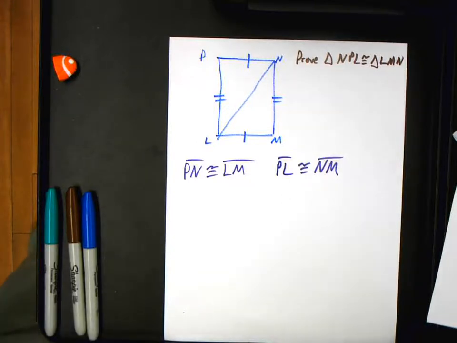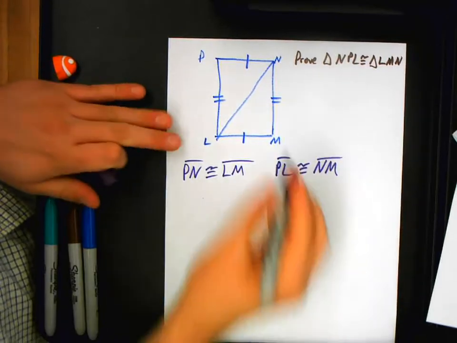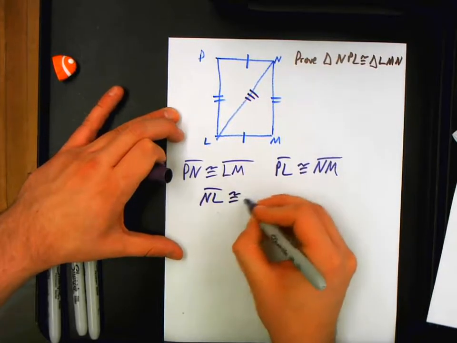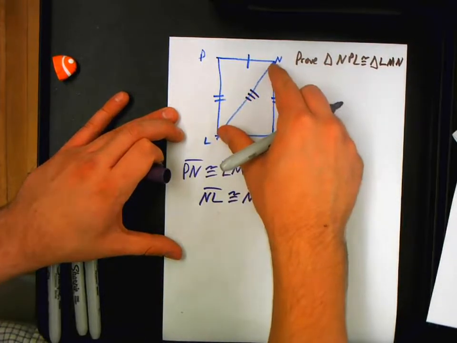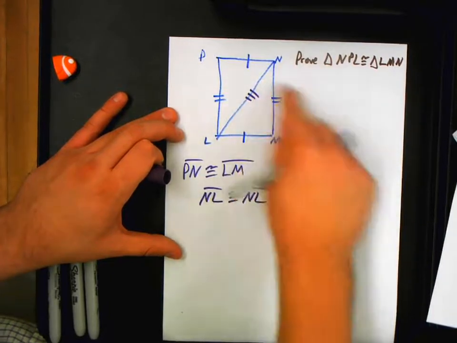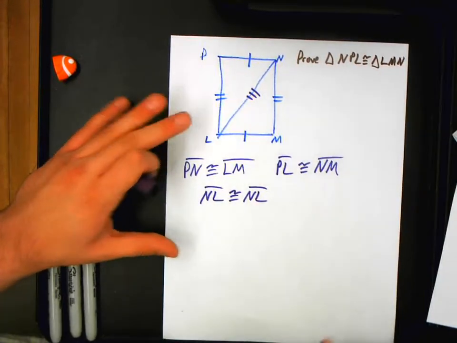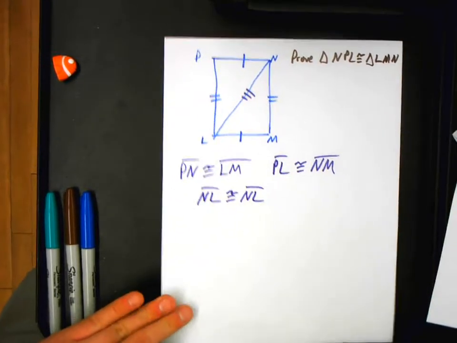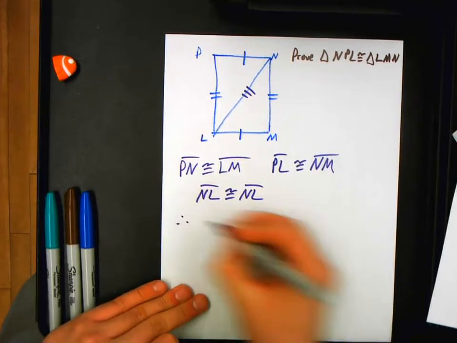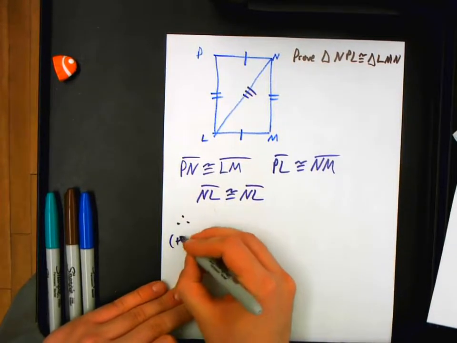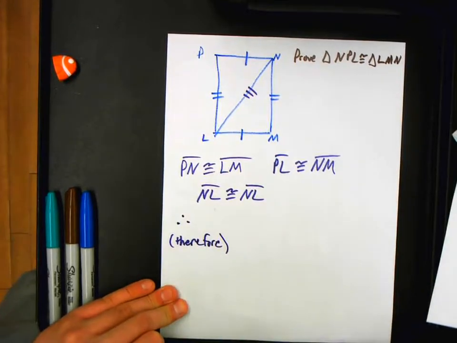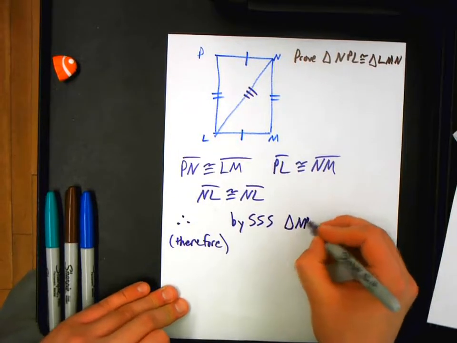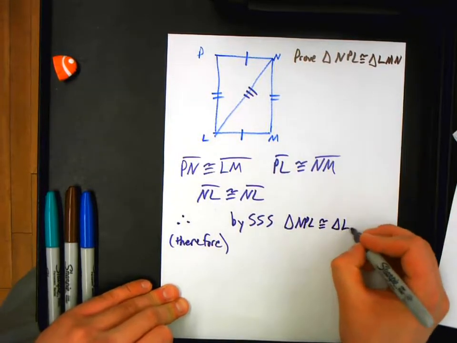Another thing that we can look at is, since the 2 triangles share the same side, we know that NL is congruent to NL, since they are the exact same side length. NL is the missing side of this triangle, and it's also the missing side of this triangle. So we have 1 pair, 2 pairs, and 3 pairs of congruent sides. Therefore, these 3 dots mean therefore, by side, side, side, triangle NPL is congruent to triangle LMN.